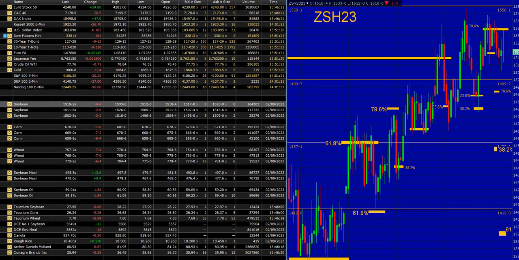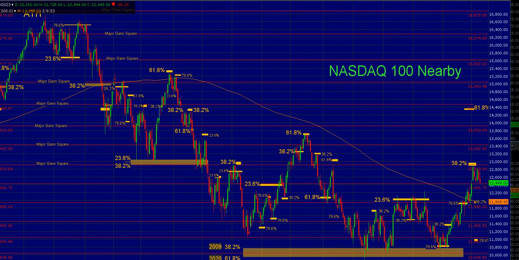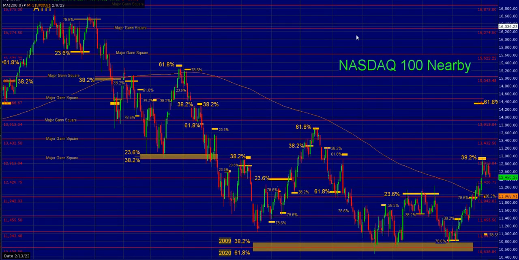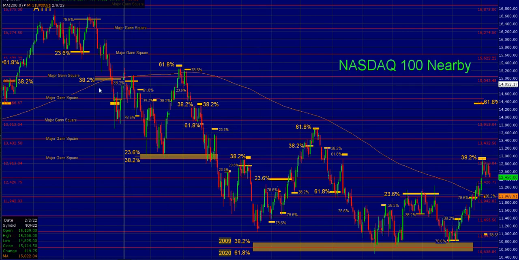Maximize that. Bring this over here. And this is just a market that is just beautiful. Just look at the screen and see how many of these levels have been hit and what they did, from 23 and 38 going back to the 2009-2020 lows up to 61.8, and then each of these highs just coming down. You can play off of them.